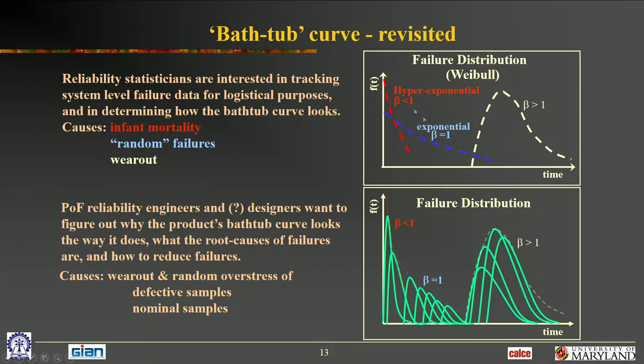So just for continuity, I've repeated the PDFs of the bathtub curve. And this is what's really going on under the hood. This is what the physics of failure engineer sees. What the physics of failure engineer sees is that, okay, all these failures are happening because of a bunch of different dominant failure mechanisms. There's usually not just one failure mechanism that causes failures. In something as complex as this or your cell phone or your car, there are a bunch of different reasons why things fail, right?